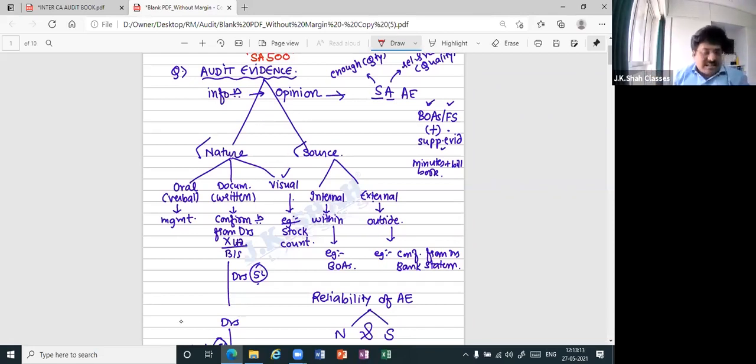Thereafter, the classification of the audit evidence on how many bases? Two. Firstly, on the basis of its nature and on the basis of the source. Nature, how many are there? Three. Oral, documentary, visual. Sources, how many are there? Two. Internal, external. Internal is generated within the organization. External is generated outside the organization. Thereafter, reliability of audit evidence depends only on the nature? No. Only on the source? No. On either this or that? No. It depends upon the nature and source.